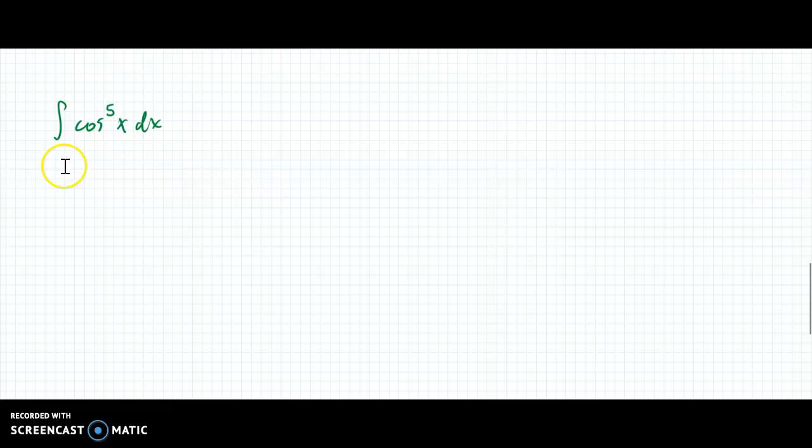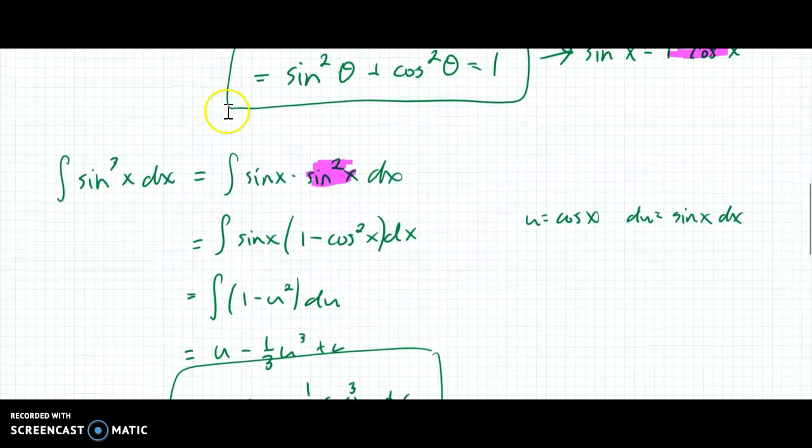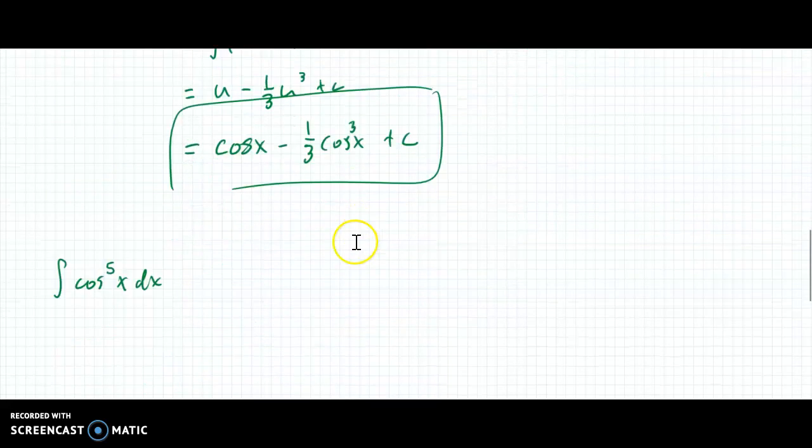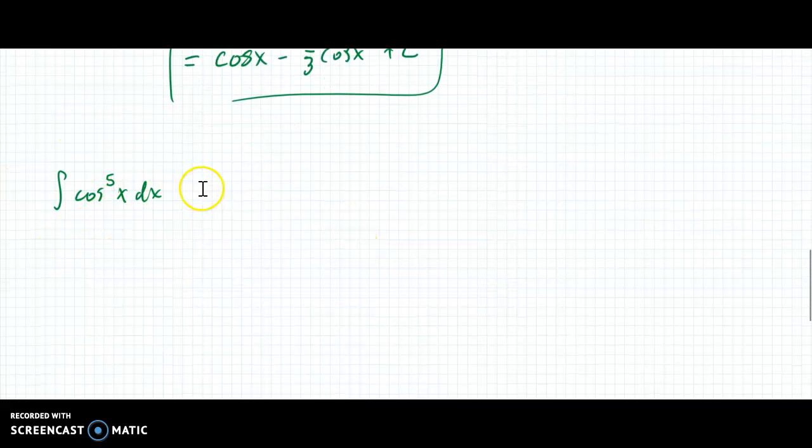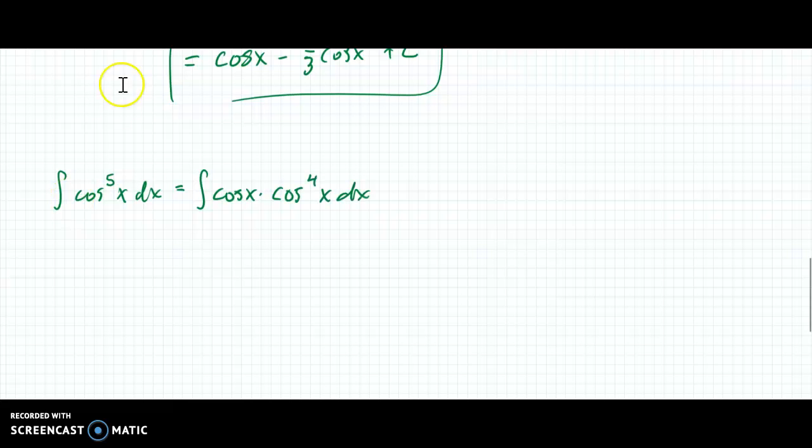So I sort of just did this one up here without saying what I was doing. What I did up here was I had these sine cubes. I basically stole one of the sines to use as the du and then left the rest of them there and then subbed out the rest of them. So I'm going to do the same thing here. I'm going to steal one cosine. This is the integral of cosine x times cosine to the 4th of x dx. And now what I'm going to do is get rid of this. I'm going to turn this all into sines.